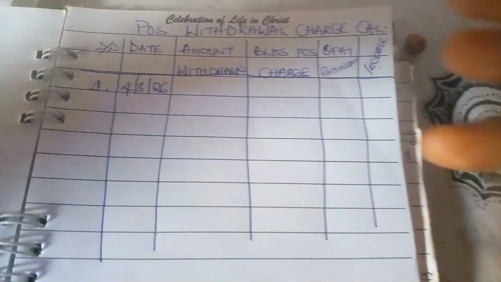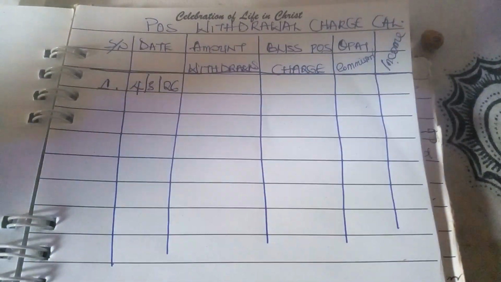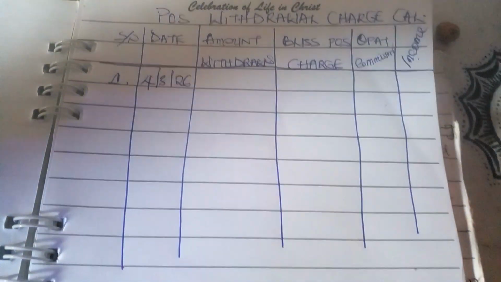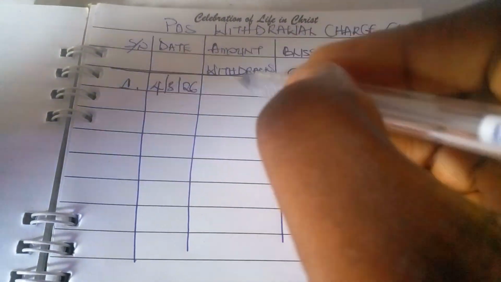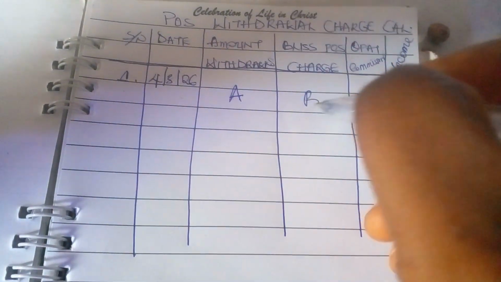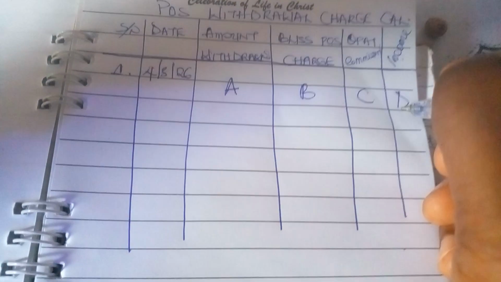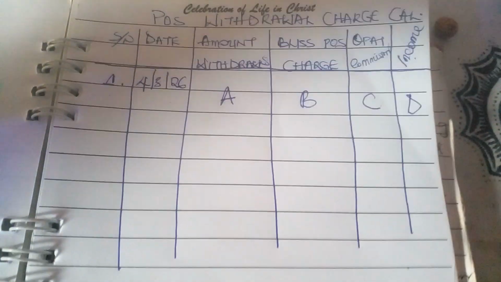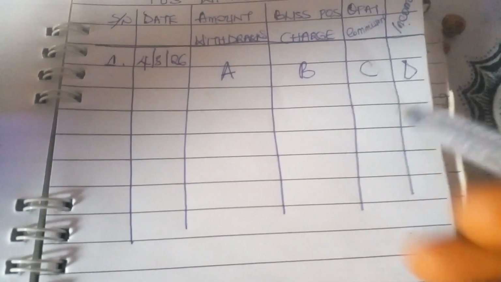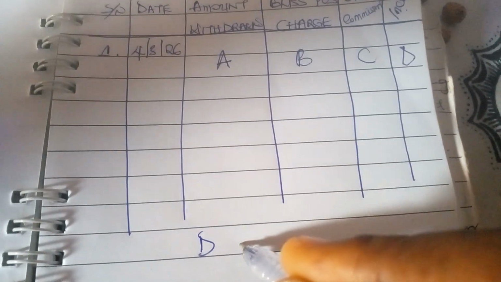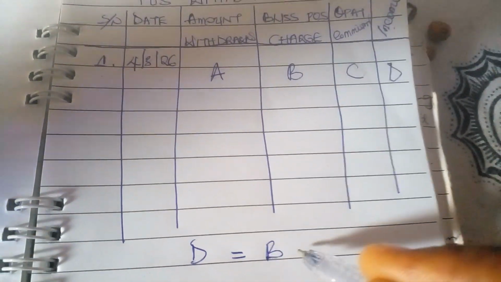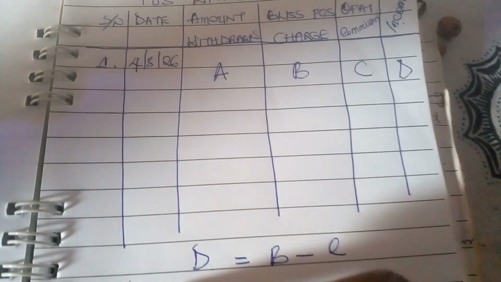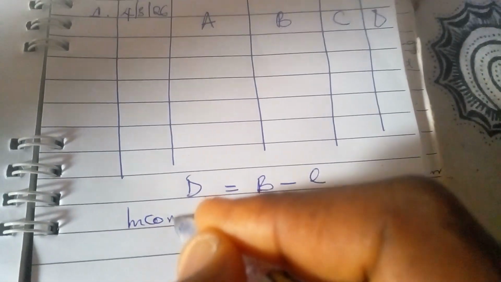Now I'm going to explain to you how Stella is going to tabulate her income so that it will be very easy at the end of the day. Now let's call this column A, we call this B, we call this C, and we call this D. All right, now how do you calculate this? What we do is, to get D, we say that it's equal to B minus C. Now what is D? D is your income. Remember, D is your income.